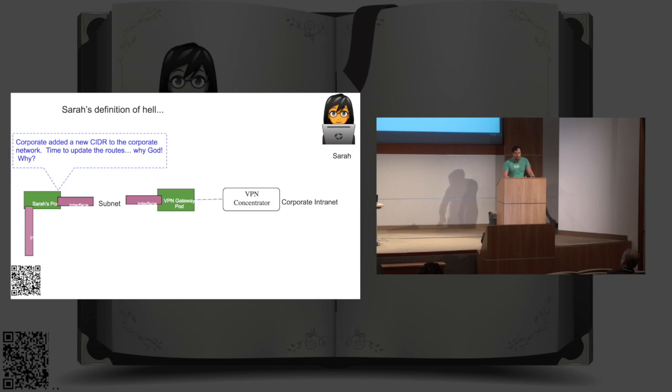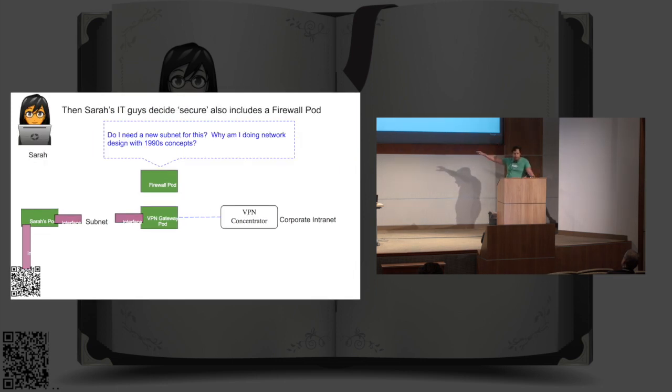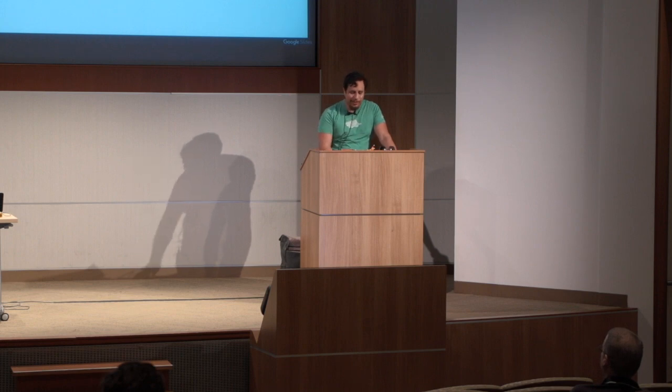So suppose that IT now says in order to connect your pod up, they want you to have a firewall, and that firewall has to sit on your subnet before it goes into the VPN gateway pod. So that means she has to redo this all again as well. So she asks the question, why am I doing design with 1990s concepts and trying to pigeonhole it into Kubernetes?